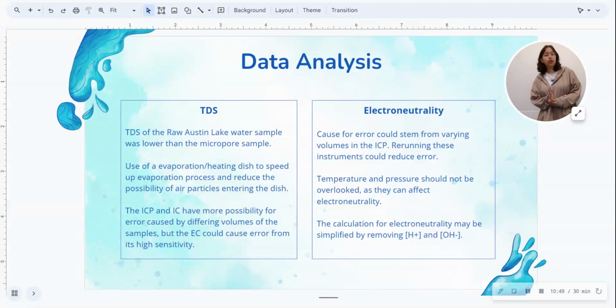And another area of interest was the ICP and the IC having varying values due to small differences in volume changing their reading. And similarly, that can also affect the electroneutrality data. Other aspects that we should include within this data is temperature and pressure, because they can also affect electroneutrality. And for our calculation, H plus and OH minus may be removed to simplify the calculation.